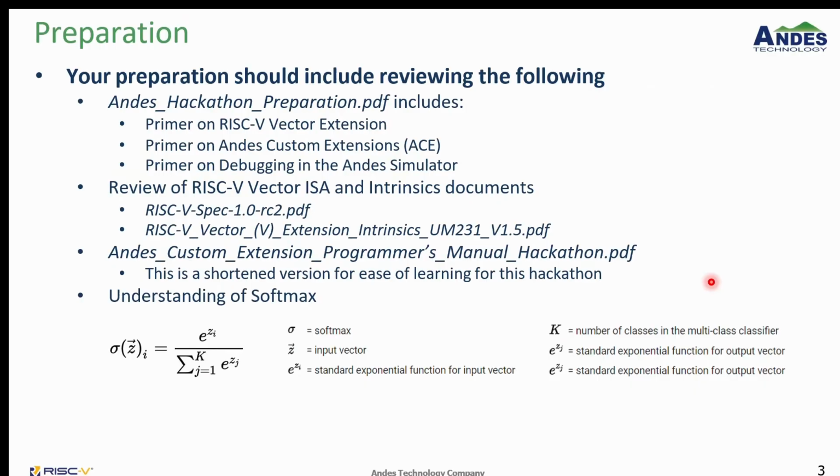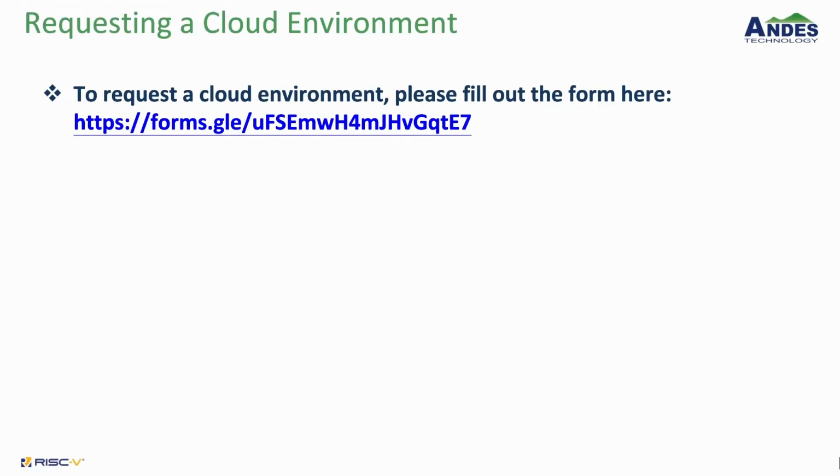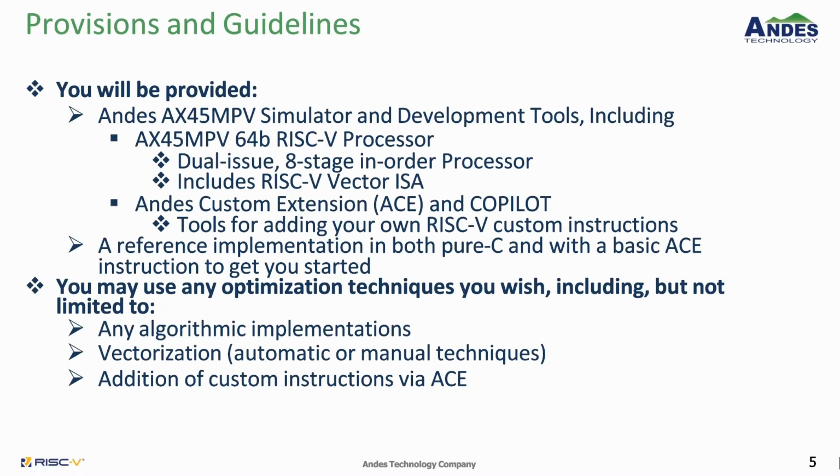We'll also provide you with several documents and materials in order to help you use our custom tools and gain a better understanding of the Softmax function, which can be seen here. If you want to request a cloud environment for the hackathon, please fill out the form seen here on the screen. If requested, you'll be provided a cloud environment with the following items, and you may use any optimization techniques that you wish, such as vectorization or custom instructions via our ACE tool.